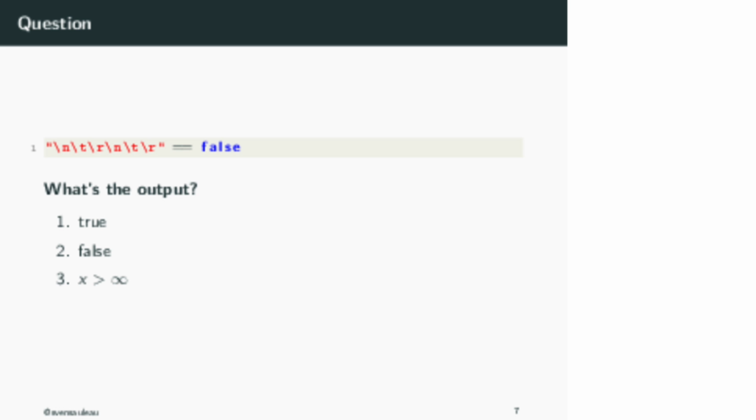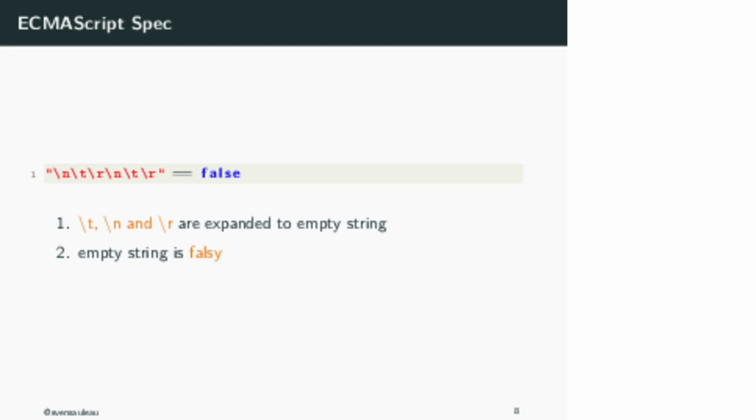Second question. So I have a couple of characters, like a new line, a tabulation, a carriage return. What do you think will be the output of this? The output is true. So that means that the tabulation, new line, etc., is being expanded to an empty string. And in JavaScript, an empty string is falsy. So this is false. So this is true.